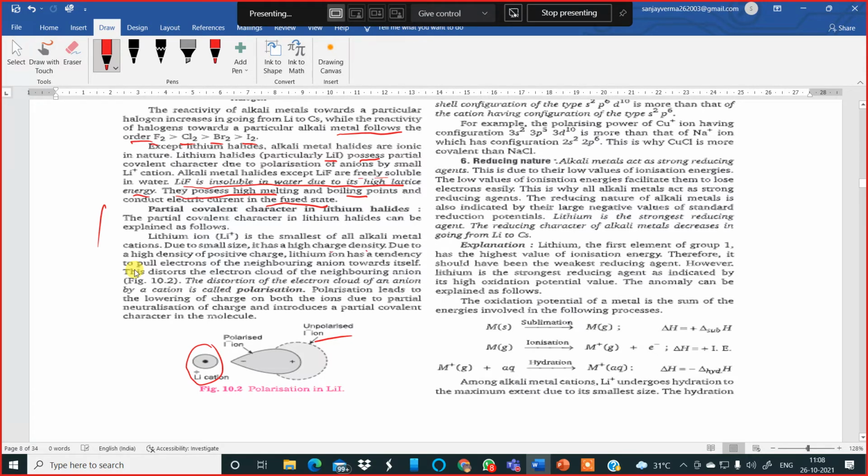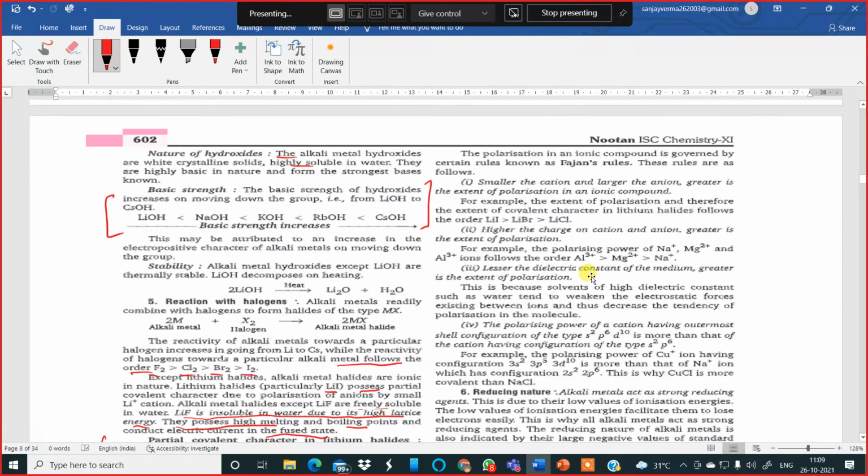Due to the high charge density of the positive ion, the lithium ion has a tendency to pull electrons of the neighboring anion toward itself, distorting the electron cloud of the neighboring anion. This distortion of the electron cloud of an anion by a cation is called polarization. Remember, the definition is required. Polarization leads to the lowering of the charge on both the ions due to partial neutralization of charge and introduces a partial covalent character in the molecule. The polarization in an ionic compound is governed by rules known as Fajans' rules.